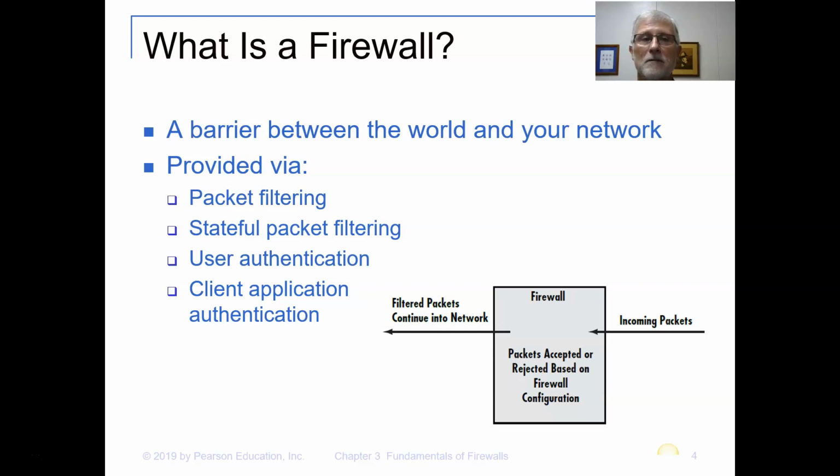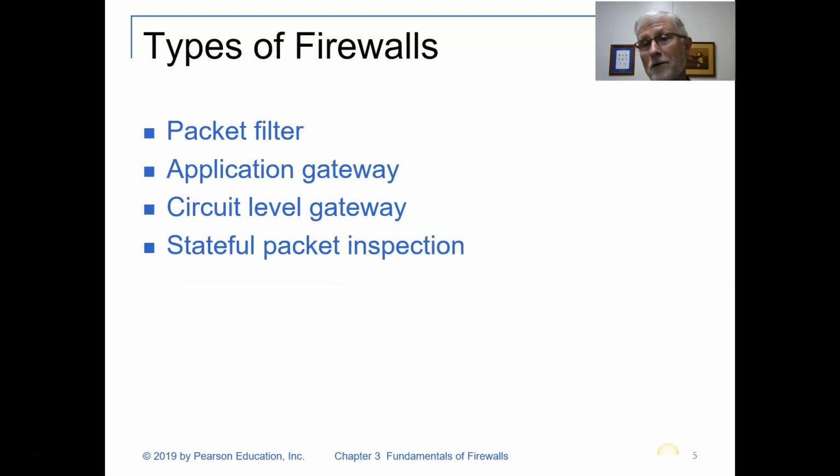What is a firewall? It's basically a barrier between the outside world and your network. And it provides security by either filtering packets, stateful packet filtering, which we'll talk about shortly, maybe user identification, or maybe even which applications are running. So it takes data in, does some sort of filtering based on your firewall configuration, and then passes the filtered network packets out to the rest of the world, or out to your network.